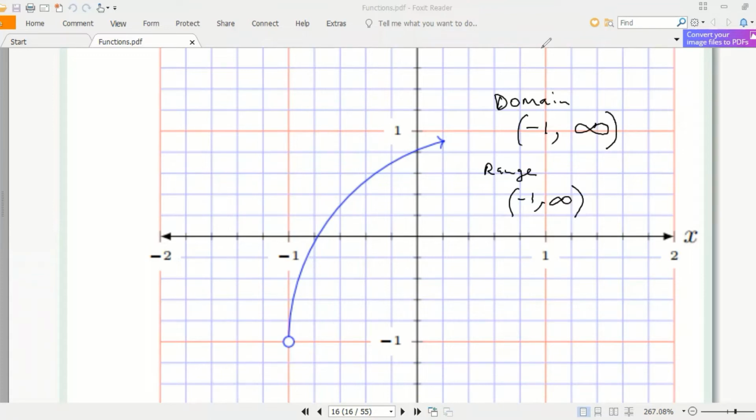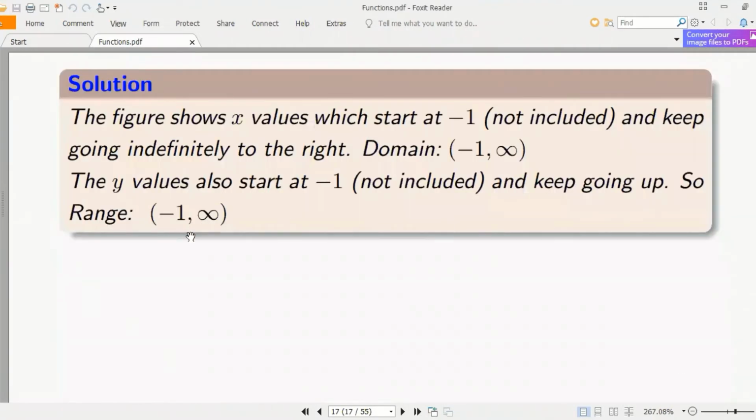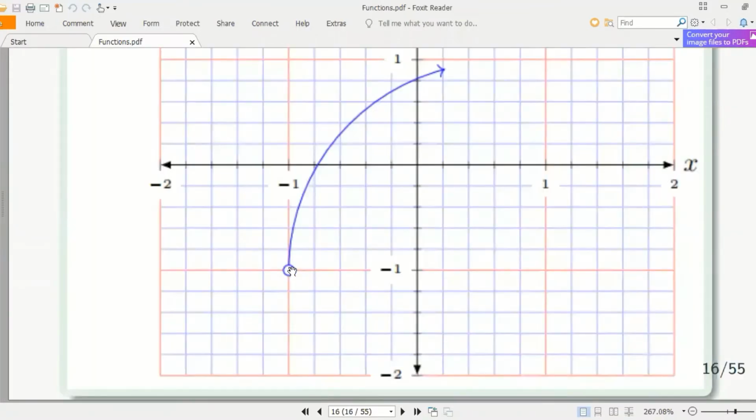So just look at my explanations and then we proceed to the next example. My explanations are here: the domain is negative 1 to infinity, not included in any of them, and the range is also that, and we don't include any of them. Because we use that open circle there, it means that the graph does not exist at that point, and therefore this point is not included.